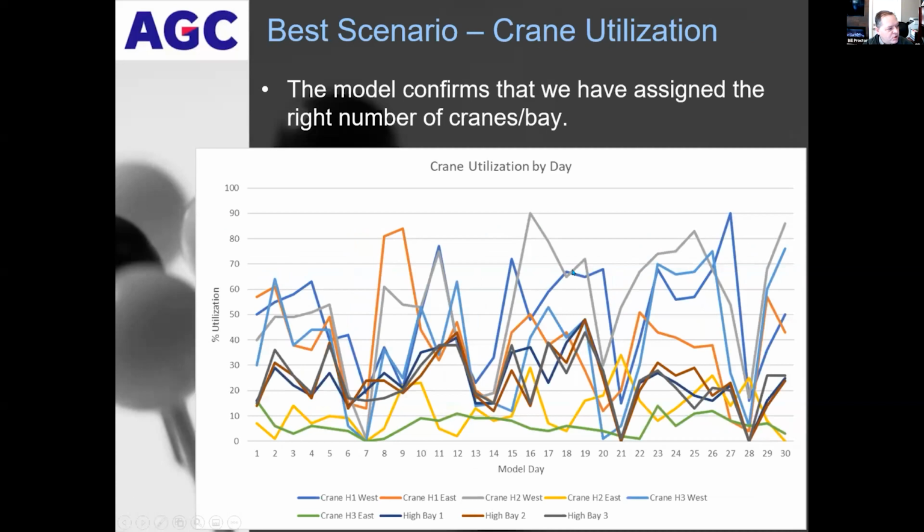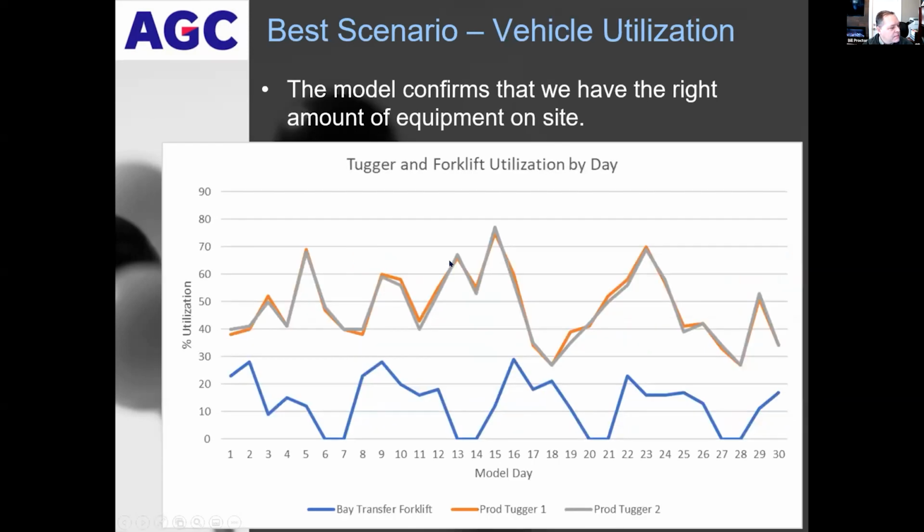This one was showing crane utilization. There are 9 different cranes. You want to see which cranes were the busiest based on how we allocated their work. Same thing with the tuggers and the forklifts, just trying to get an idea of utilization. We wanted to confirm that we had the right amount of equipment on site.